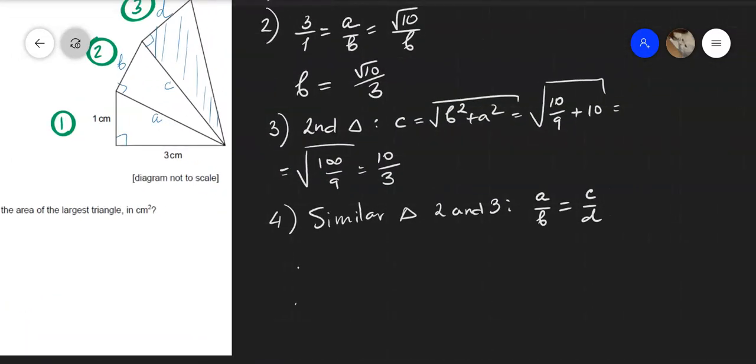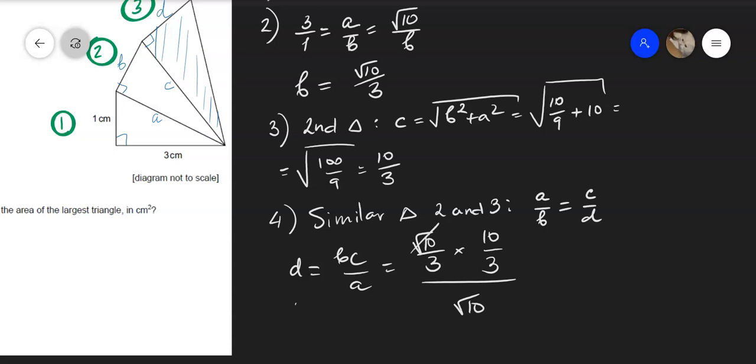Let's express the side D. D equals BC over A. B we found root 10 over 3. C we've just found in step 3, that was 10 over 3, divided by A, which we know was root 10. So now we can get rid of the root 10 and root 10, which gives 10 over 9.